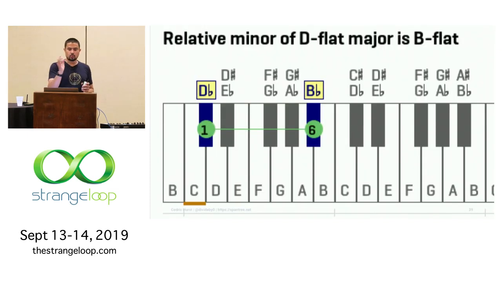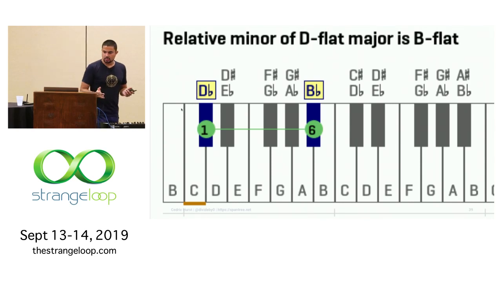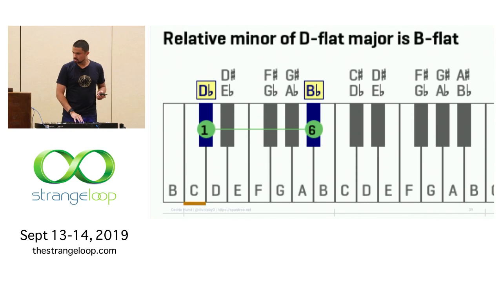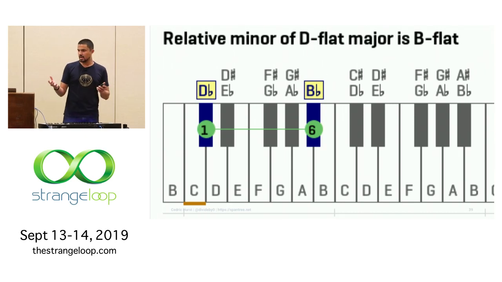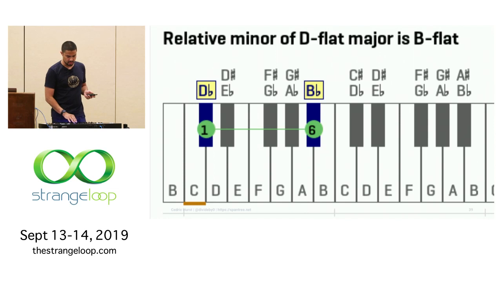When we were talking about keys, B flat is the relative minor of D flat major. So what that indicates is that those notes actually are the same as the notes on the other scale, the B flat.